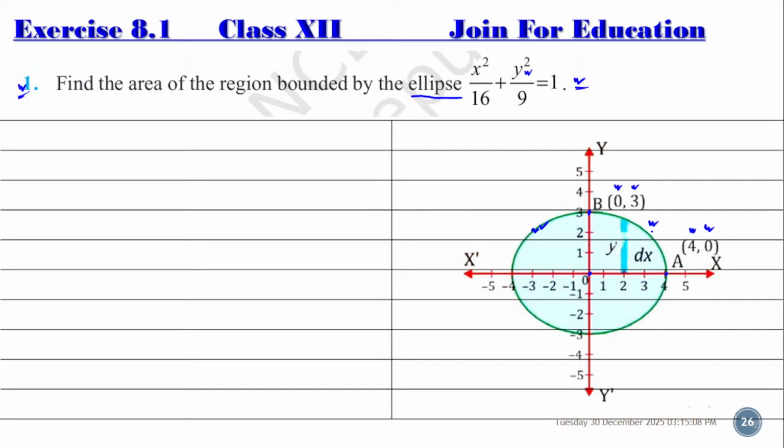And this is the equation of the curve. So we find out what is the y. The area of this small strip is y into dx. So we find out what is the value of y. Let's see the solution here.